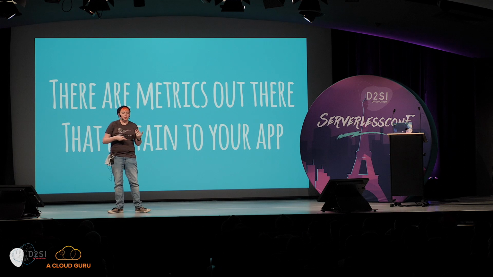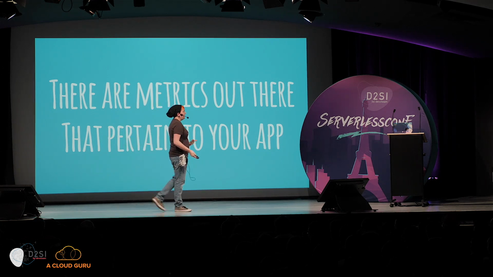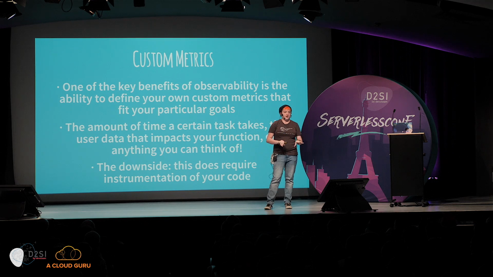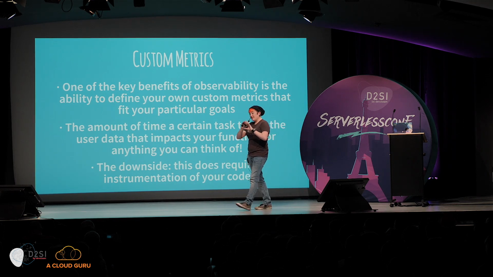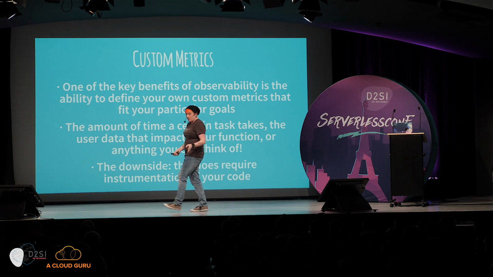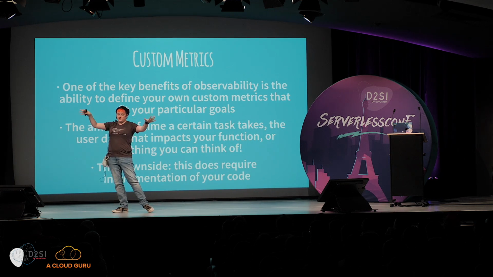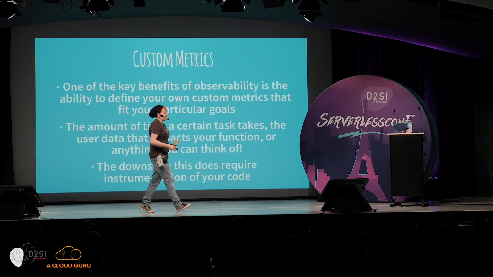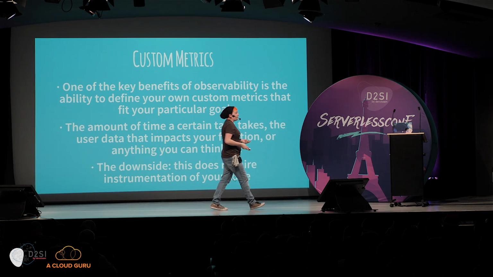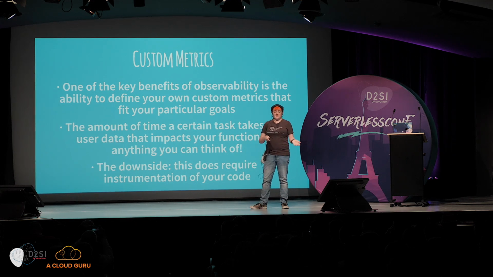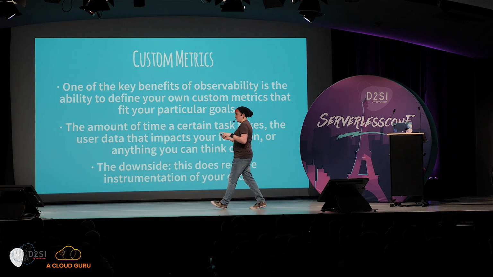And there are metrics out there that will pertain to your app specifically. So the ability to define custom metrics for your application is still very important, especially in this observability era where we're trying to figure out exactly what our applications look like as a whole. So the start of that is defining your own custom metrics and expanding your viewpoint beyond just the basic metrics. The downside of custom metrics is usually that this requires instrumentation of your code, but that instrumentation can be very easy, which I'll show you in a little bit.